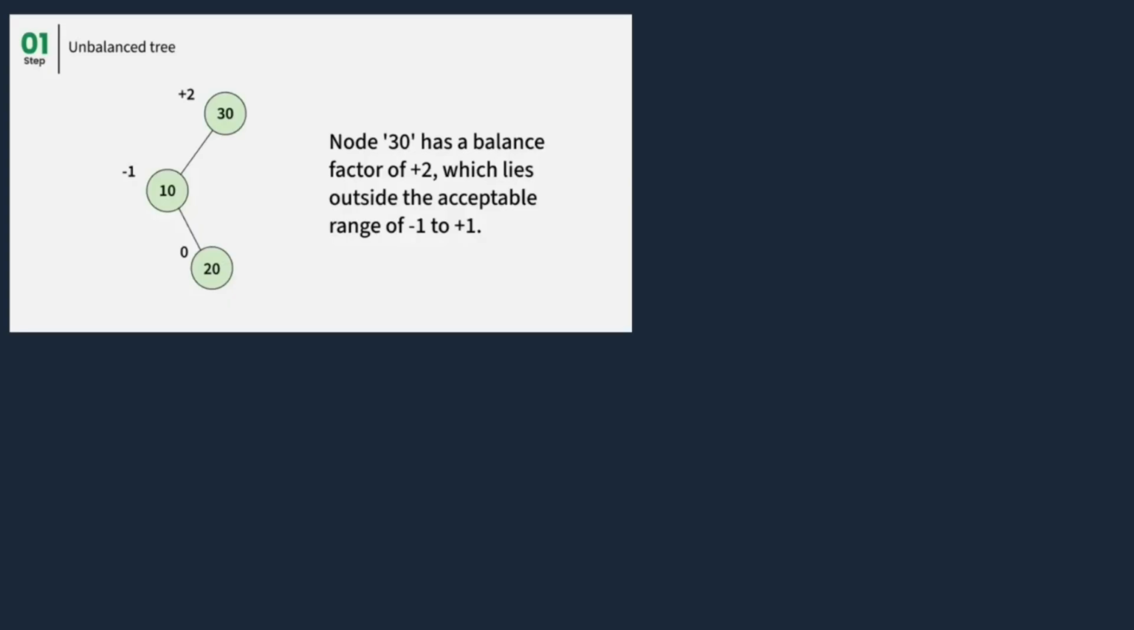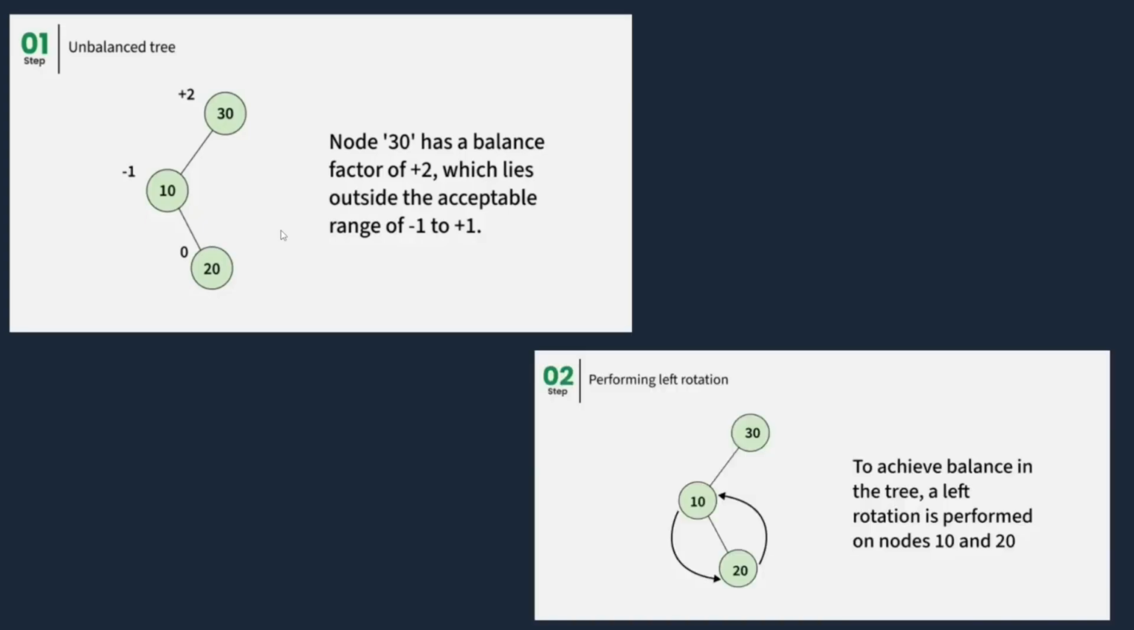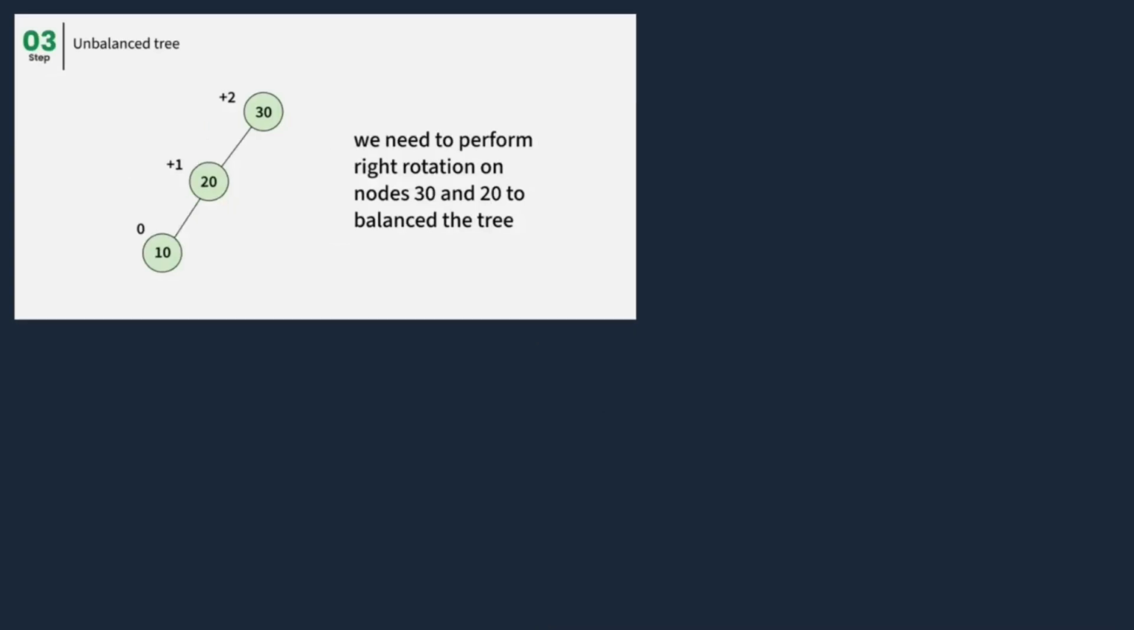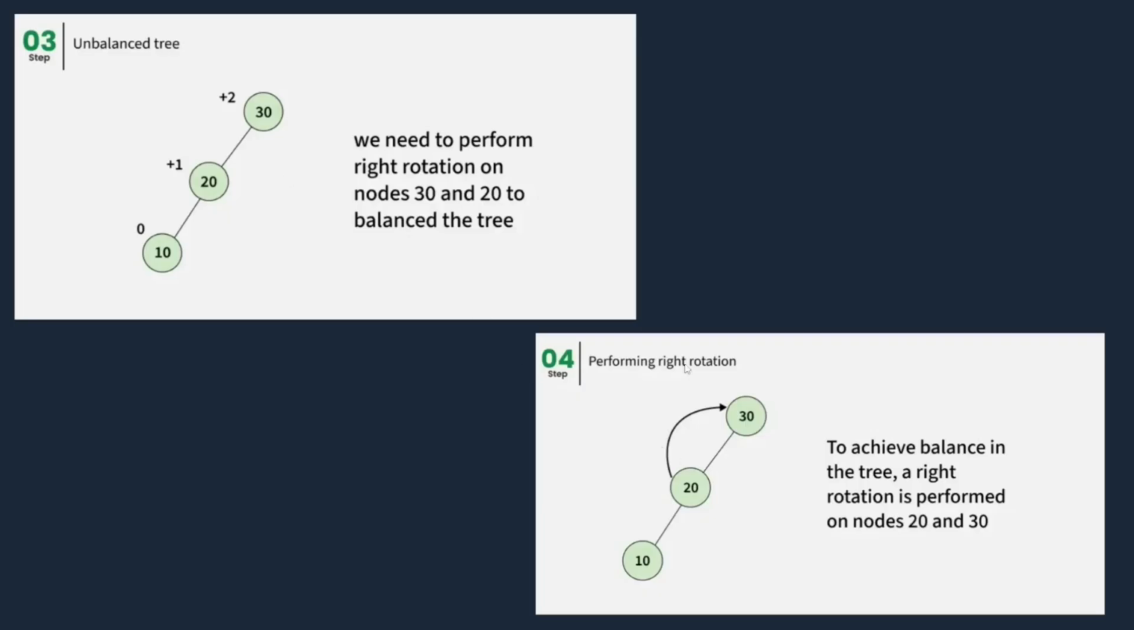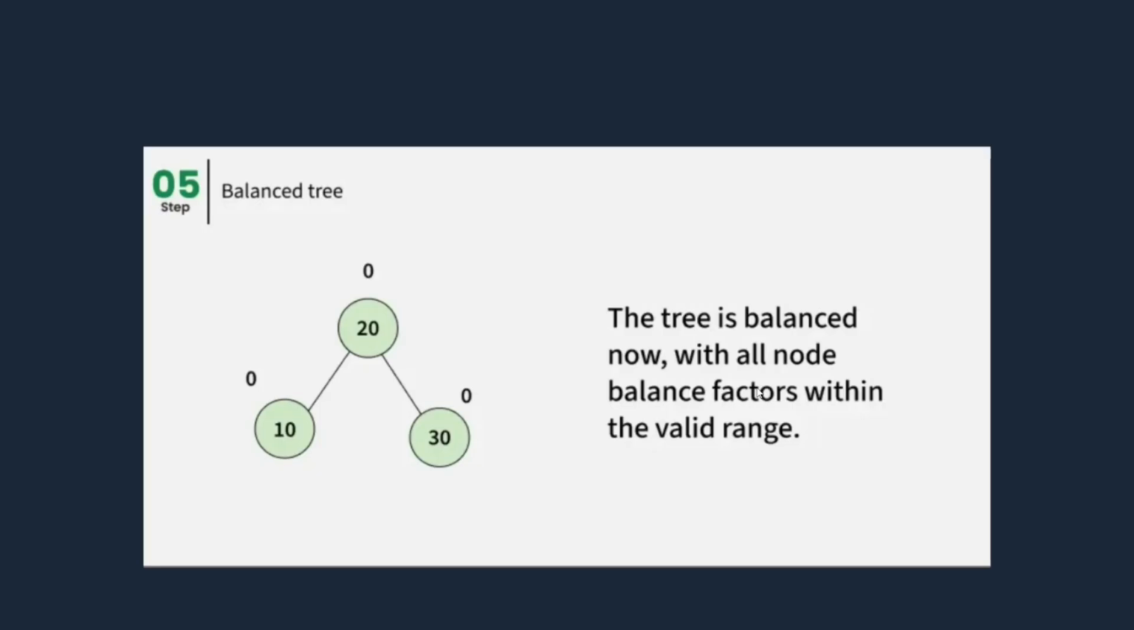Let's see an example of LR rotation. Here the insertion occurs in the right subtree of the left child. So the imbalance is not directly outside, it occurs inside the subtree. So first we perform left rotation on the child node. This converts the LR case into an LL case. Then after the first rotation, the tree structure changes to a simpler imbalance. Now we perform a right rotation on the parent node. The tree becomes balanced again. So therefore LR rotation becomes first left rotation, then right rotation.